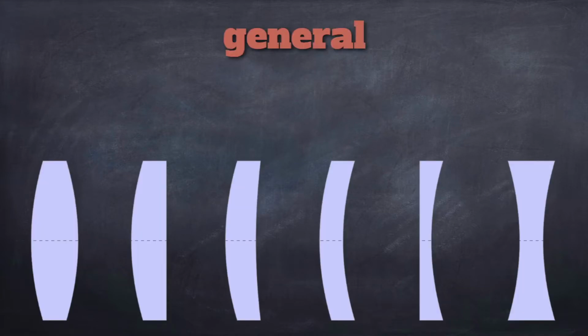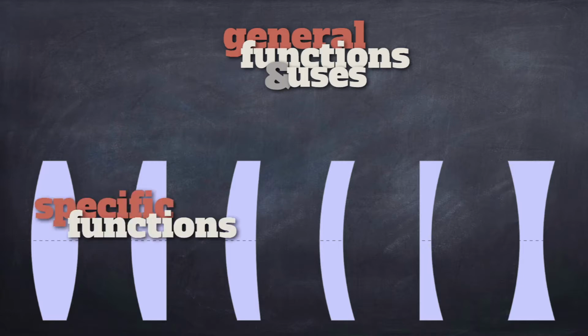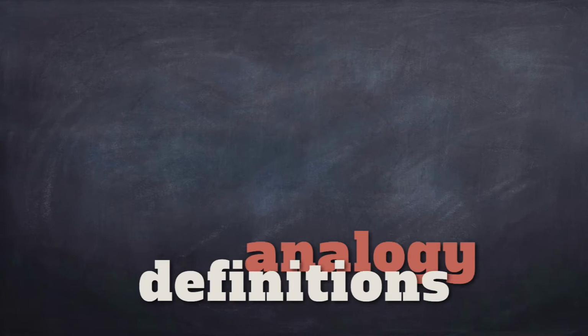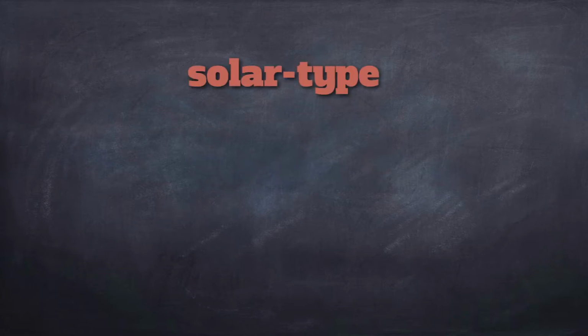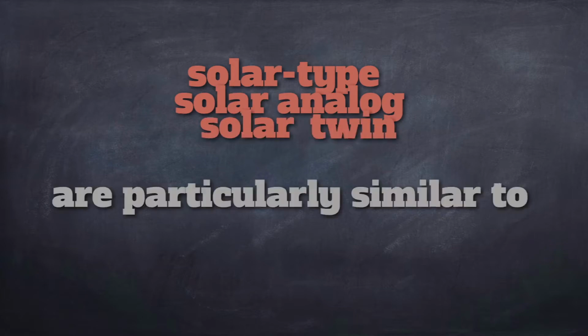And both the general notion and its specific instances will definitely require elaboration to help students grasp the function and uses of the concepts mentioned. Analogy definitions are comparisons established between a concept and another that can be deemed as equivalent. Solar type, solar analog, and solar twin stars are those stars that are particularly similar to the Sun.